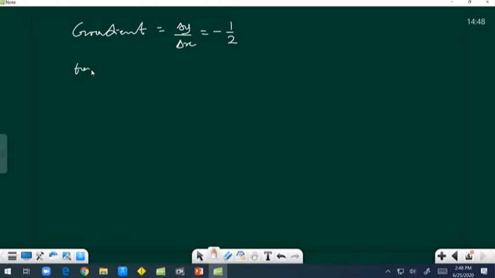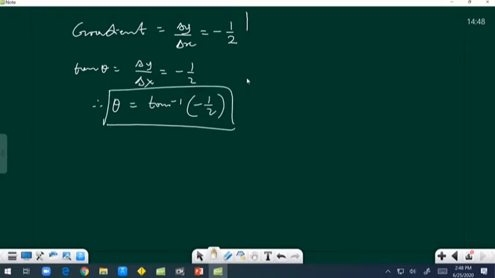So what is the angle? We have tan theta is equal to delta y over delta x, and that is minus half. Therefore, theta is equal to tan inverse of minus half. You can solve this and get the answer using your calculating device. You find the value of the tan inverse of minus half. Okay, so that is for that.